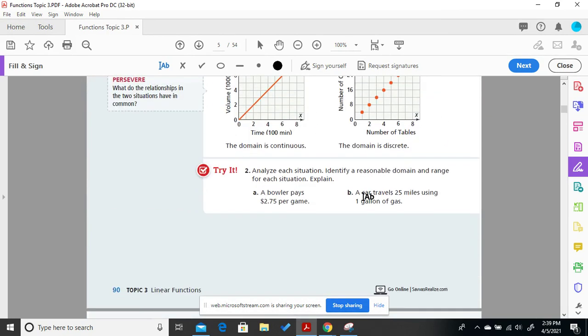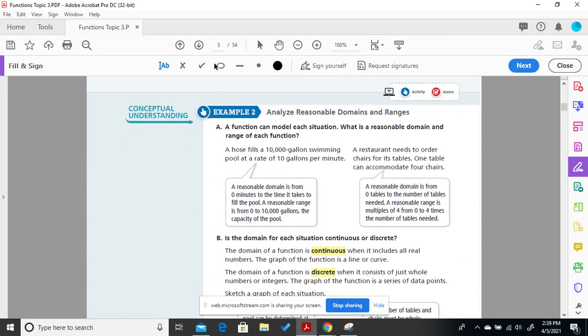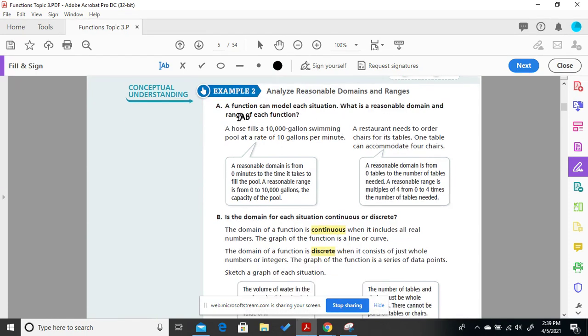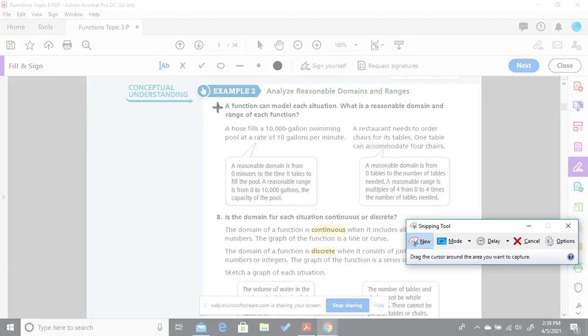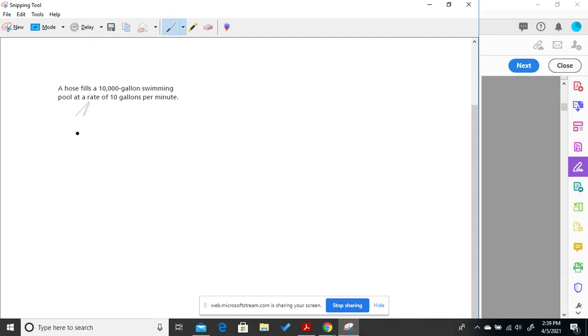So let's go ahead and go now down to page 90, or page 5 of your PDF file I attached. And now we're going to talk about some function stuff. As you can see here, it says a function can model each situation. What is a reasonable domain and range of each function? So let's look at this one first. We have a hose fills a 10,000-gallon swimming pool at a rate of 10 gallons per minute.